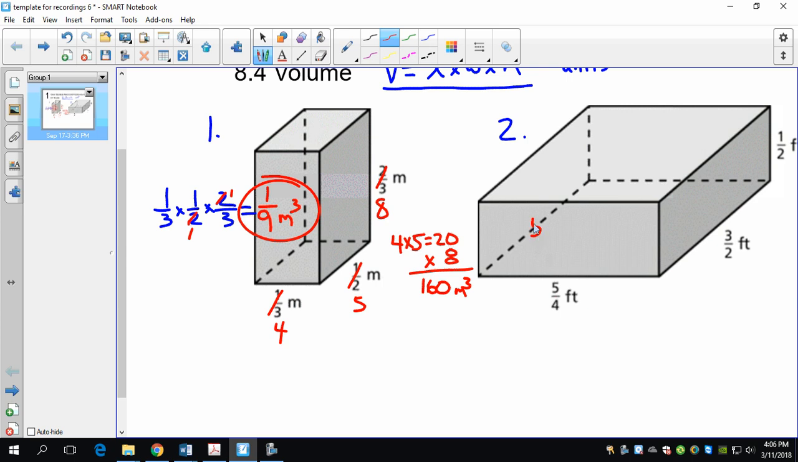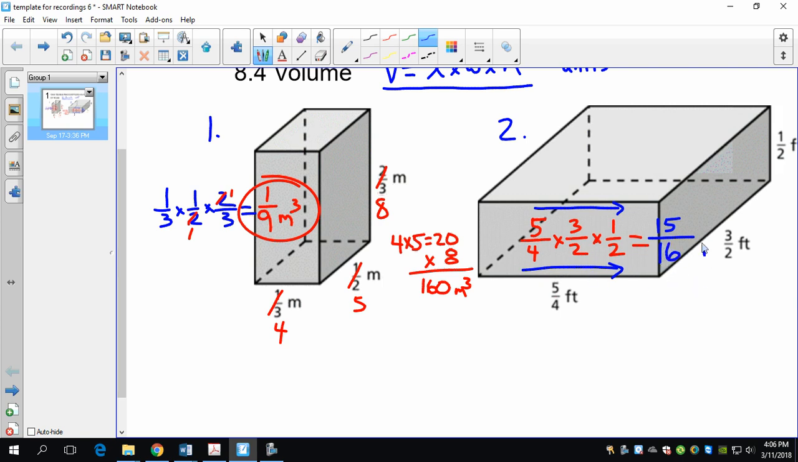For number 2, same thing. I'm just going to line these fractions up. I'm going to put my 5/4 times my 3/2 times my 1/2. Again, if possible, do your canceling. Doesn't appear we can do any canceling, so then we just need to multiply the tops and multiply the bottoms. And 5 times 3 is 15. 15 times 1 is 15. And 4 times 2 is 8. 8 times 2 is 16.